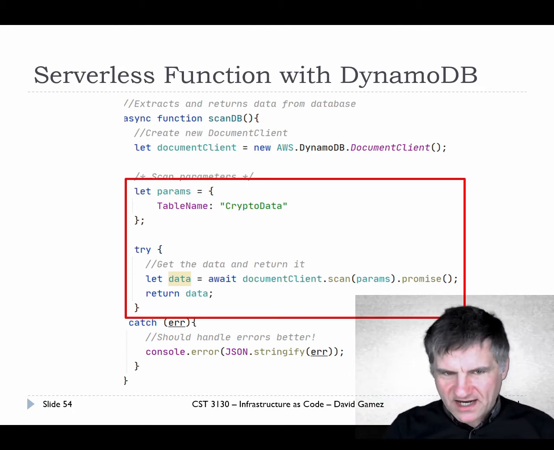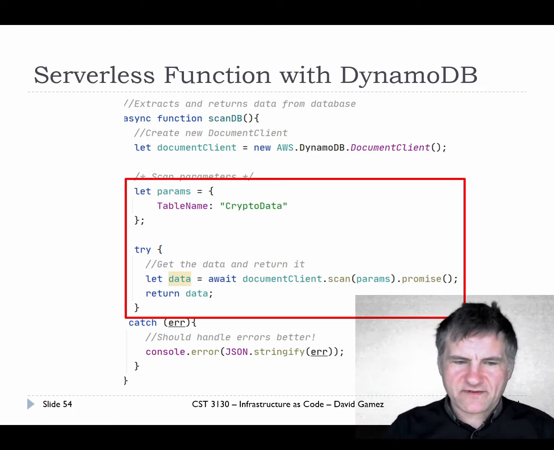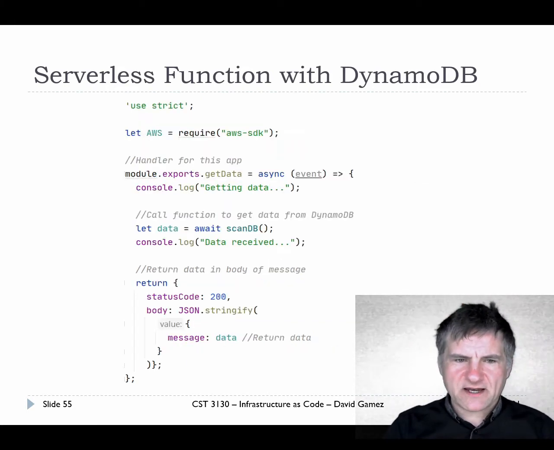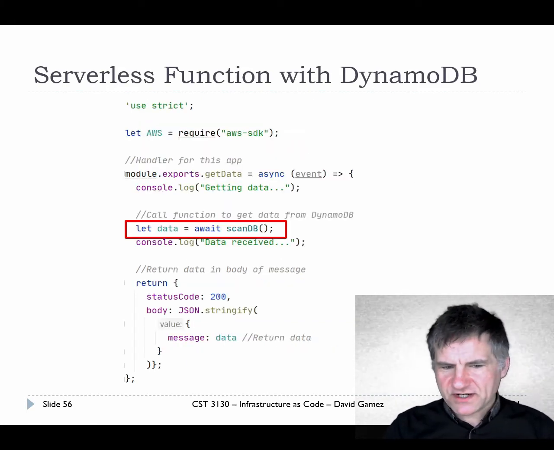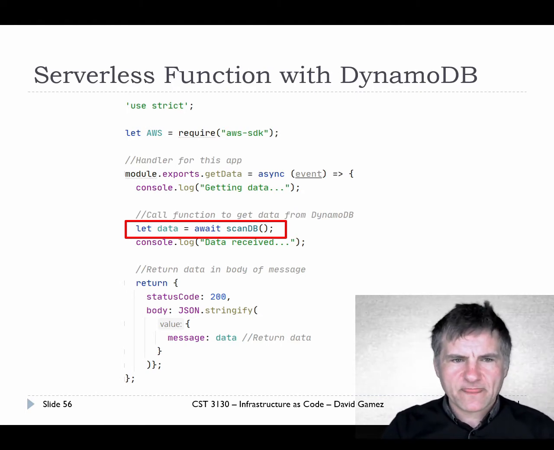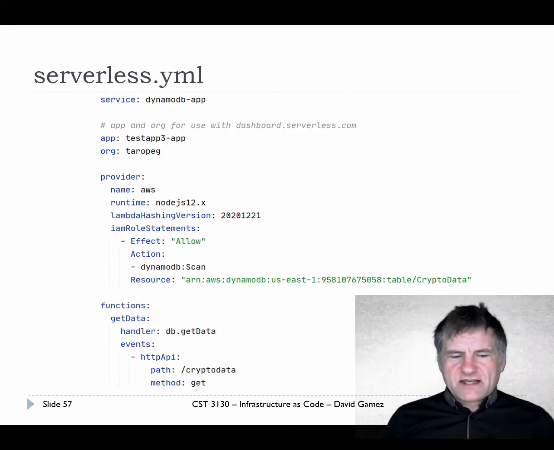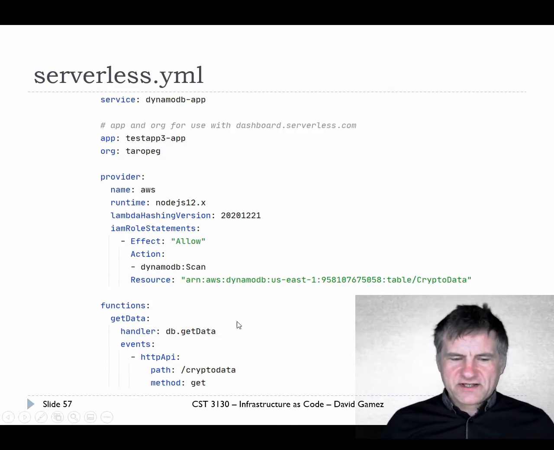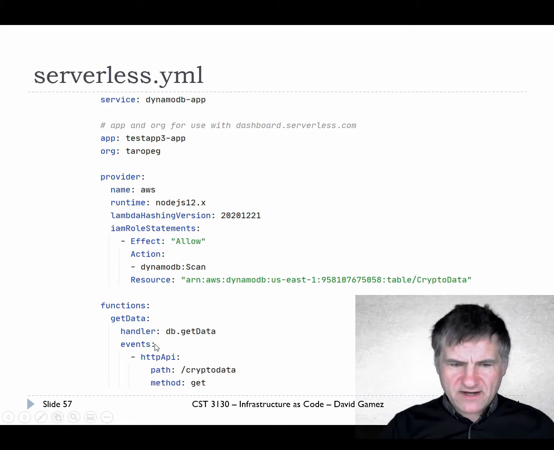So here's a very simple scan-db function, standard stuff. We're pulling some data from the database and returning it. Here we're calling the function and then returning it in the body of the message. So it's the sort of thing we might do all the time, building a RESTful API, for example. Everything's the same: the functions, the handler, the events. Nothing has to change there really.